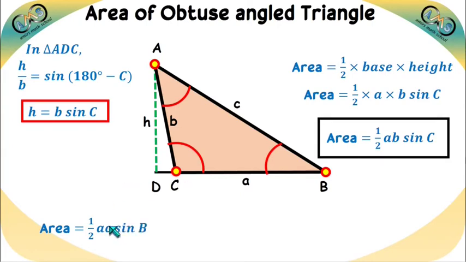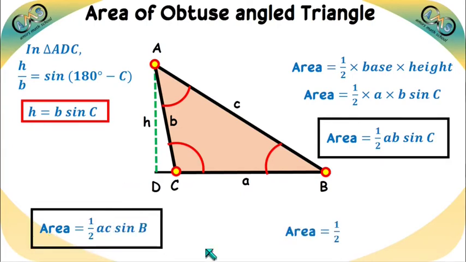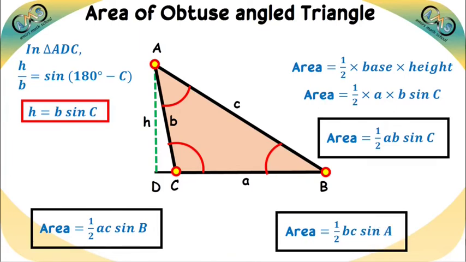And also we can use these two formulas, that is half AC sine B and also half BC sine A. These two formulas are very much similar to the acute angle triangle.